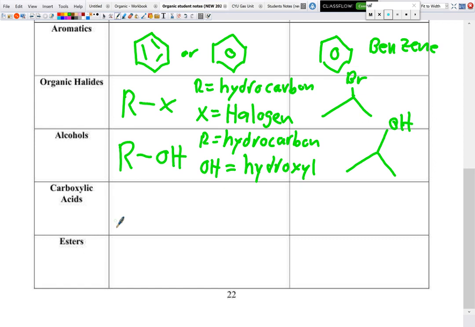Now for our carboxylic acids, one thing we're going to see, same thing, we'll see a hydrocarbon group, but then right at the end, we're going to see C, double bond O, and OH. So what we have right here, I'm not going to write it again, R is still going to be our hydrocarbon, but we do have a special name for this entire functional group. So this whole thing right here, C double bond O, OH, is called a carboxyl group.